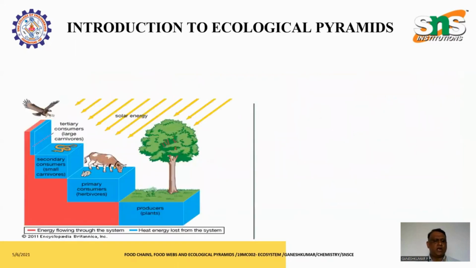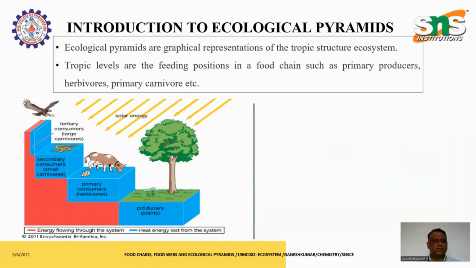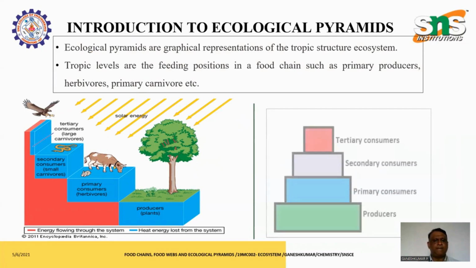So we go for another one. We call it ecological pyramids. So what is an ecological pyramid? An ecological pyramid is a graphical representation of trophic structure, how things are fed by others. The trophic levels are the feeding positions in the food chain, such as primary producers, herbivores, primary consumers.